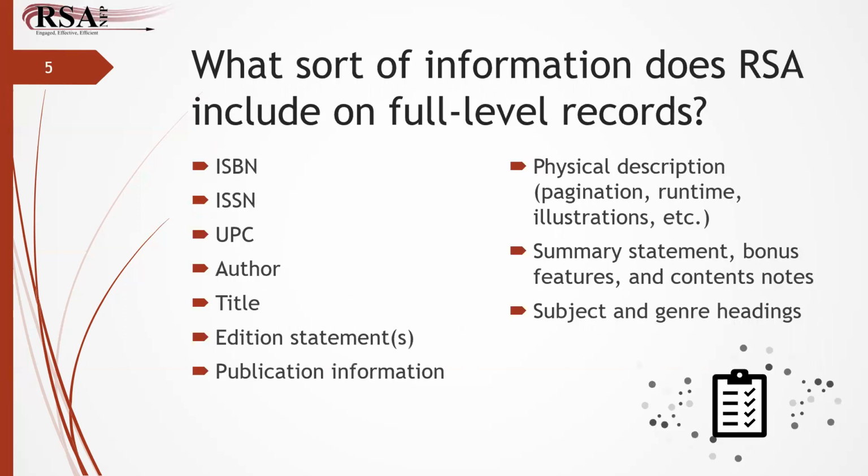Okay, so what sort of information does RSA include on full-level OCLC records? Full bibliographic description includes, but is not limited to, ISBN, ISSN, UPC, author, title, edition statements, publication information such as publisher, location, their name, and publication year. The physical description of the item, including pagination, runtime, total number of discs, illustrations, etc. A summary statement, bonus feature information, contents notes, and subject and genre headings. The bottom line, we strive to create enriched, detailed records to better serve you and your patrons.